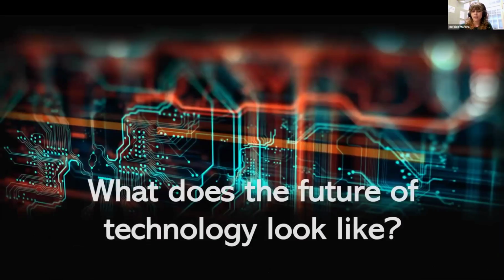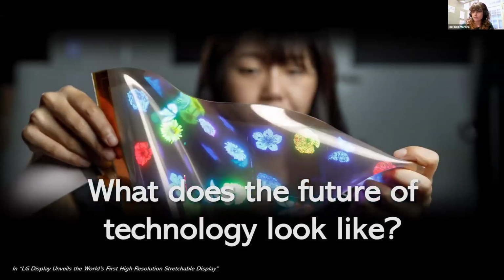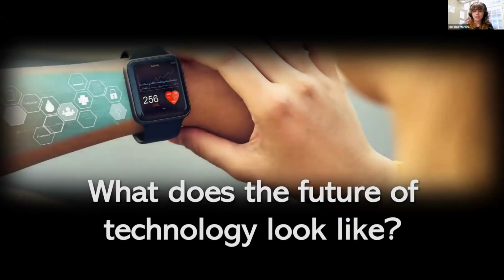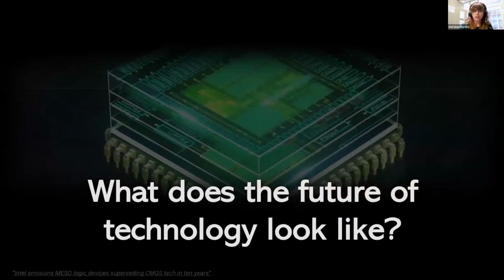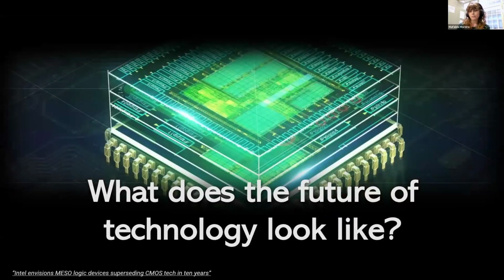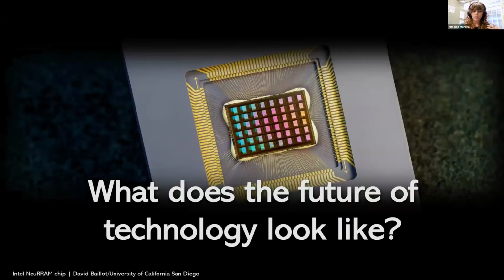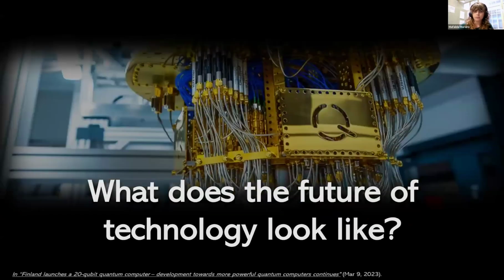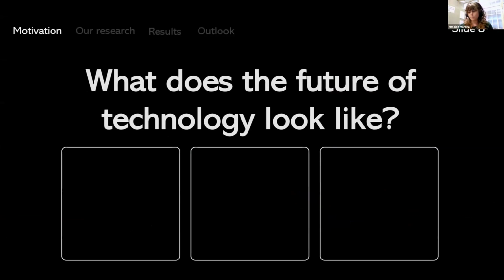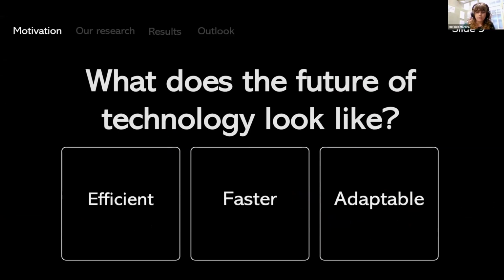years a lot of advances happening in technology, all the way from stretchable displays and bendable displays to advances in health monitoring and wearable technology, all the way to new paradigms for computation emerging through mesologic devices, neuromorphic computers, or quantum computers. And it seems that when we focus on this specific paradigm of computation, all of these advances serve to do one of three things: to make our technology either more efficient, faster, or more adaptable.